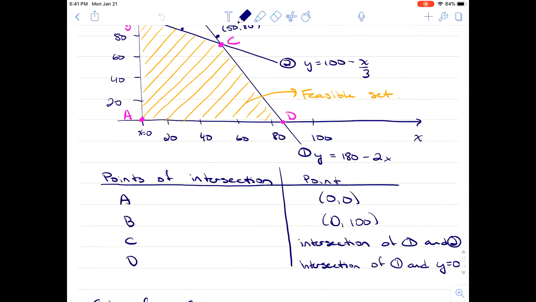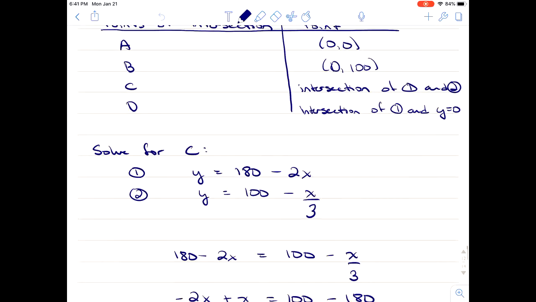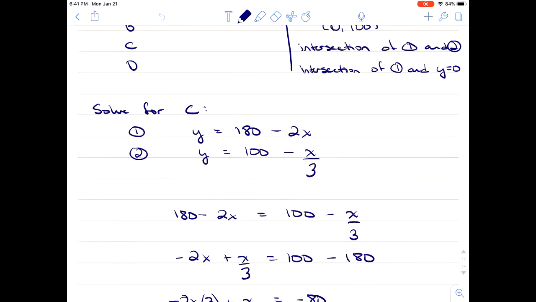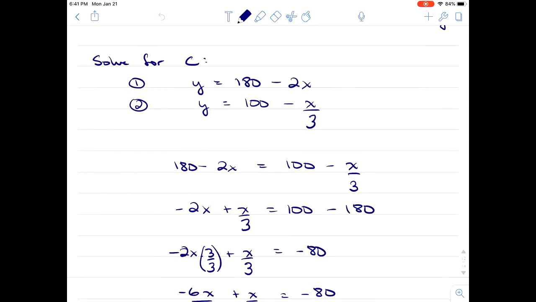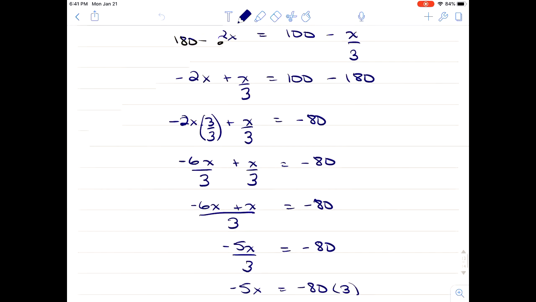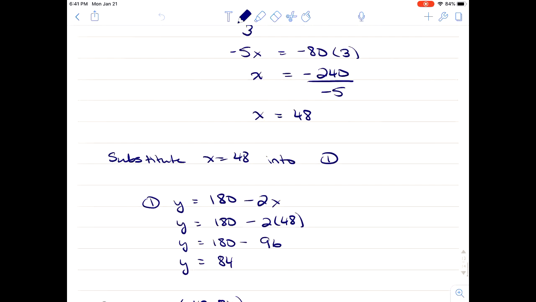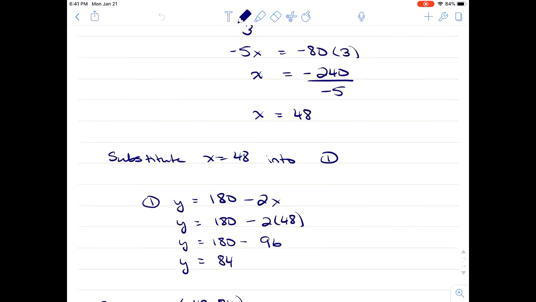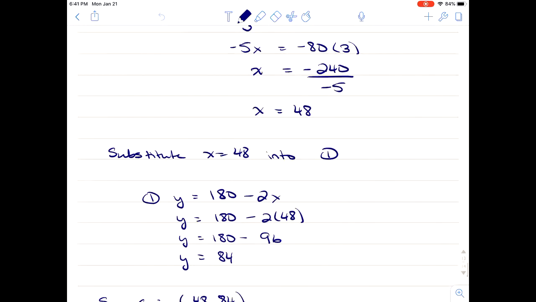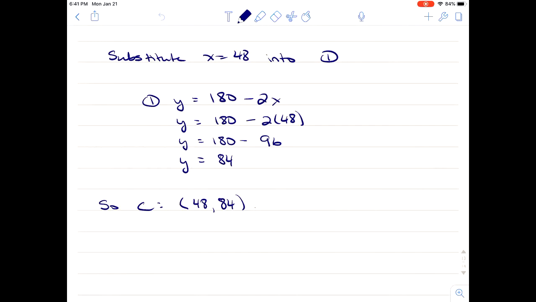So we solved for C. We said here's line 1, here's line 2. We want to find the intersection of these two. And so we moved some stuff around, set them equal to each other, and eventually we found that x is 48, which we could then substitute back to solve for y. And we found that y is 84. So that's where we ended.